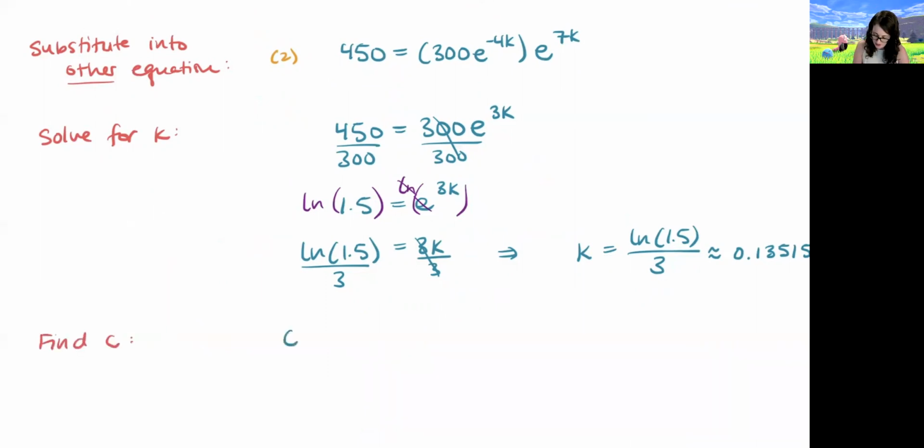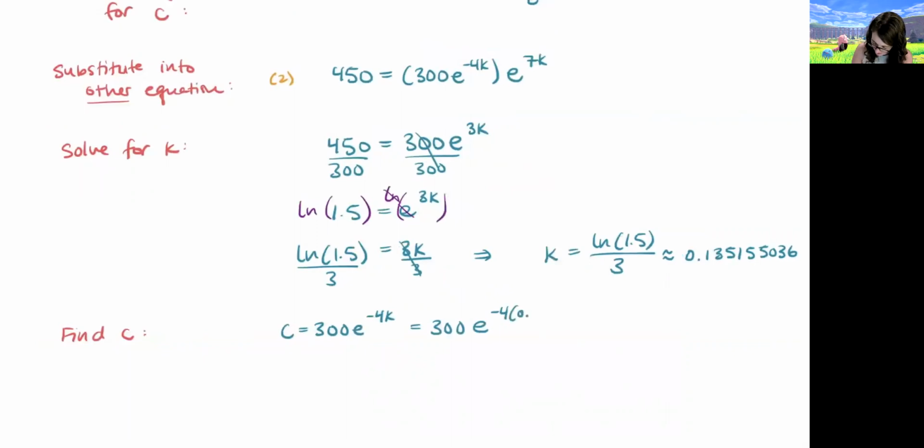So we had that C was equal to 300e to the negative 4K. I'm just going to plug in that value for K, whether it's the approximation or the exact value. They'll be pretty close. So when you do this, we will get approximately 174.7. Now this is the initial value. C represents the initial value. So at the beginning, when they released these turtles into the wild, they released about 175 of them, according to this model.